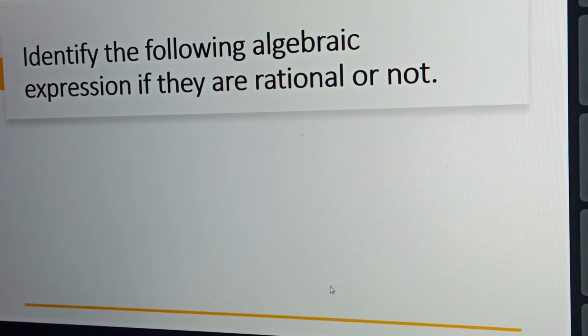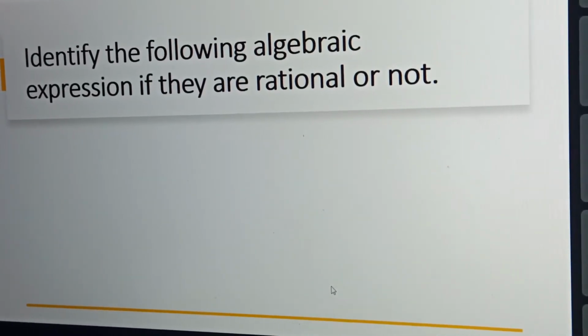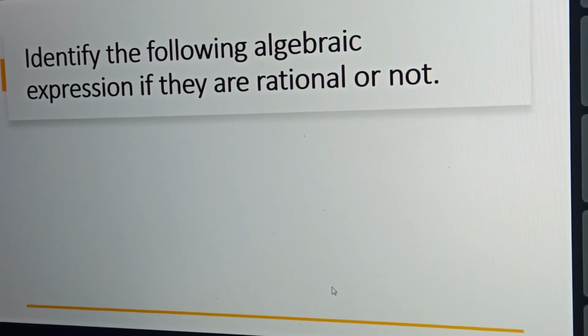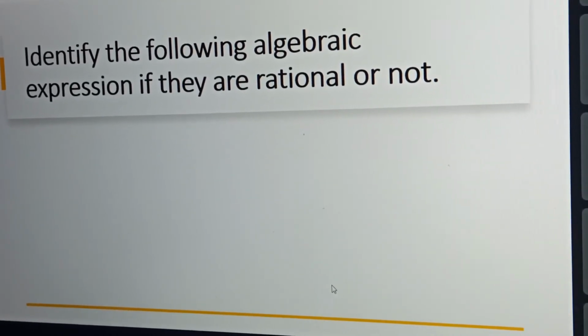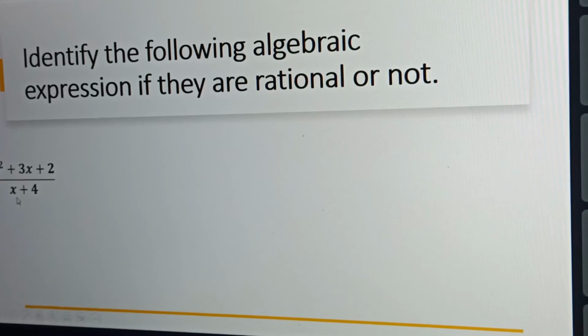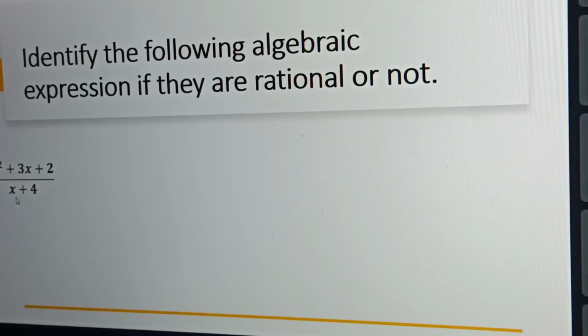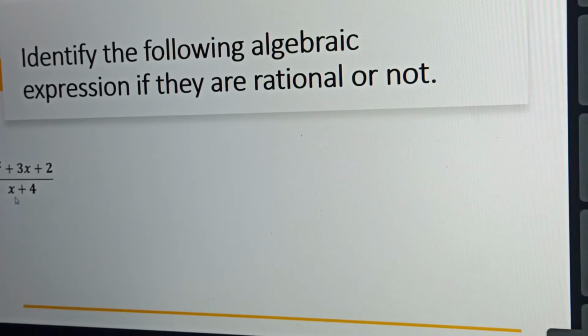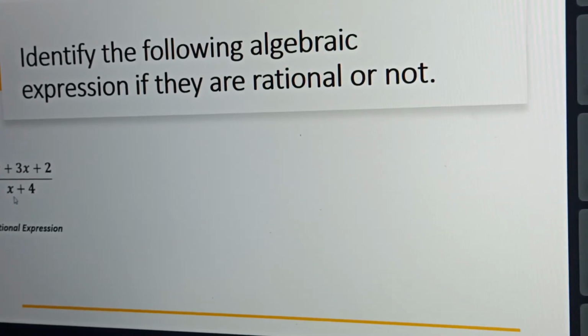Okay, how about you guys? Can someone identify the following algebraic expression if they are rational or not? Okay? Again, you are going to identify the following algebraic expression if they are a rational expression or not. We have here example number 1. We have x squared plus 3x plus 2 all over x plus 4. A rational expression or not? O Carlo? Ma'am, rational expression po. Okay, that's correct. This is a rational expression.